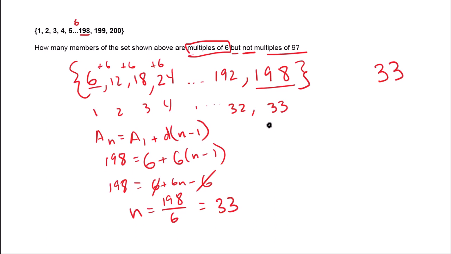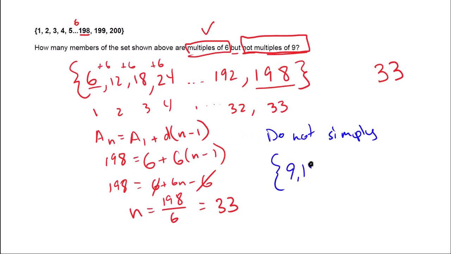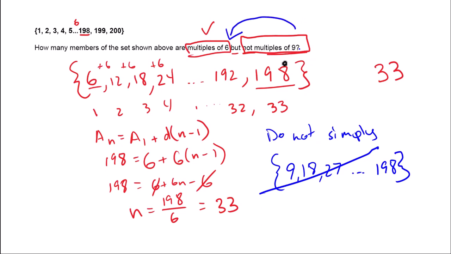Okay, so this is the first part, but I need to exclude my multiples of 9. So how am I going to do that? Well, the first thing, I'm not going to count the multiples of 9. So do not simply write out the multiples of 9, 9, 18, 27, etc., all the way up to 198. That count is not the count of the multiples of 9 that are also multiples of 6. This is merely the count of the multiples of 9. So how do I do that?